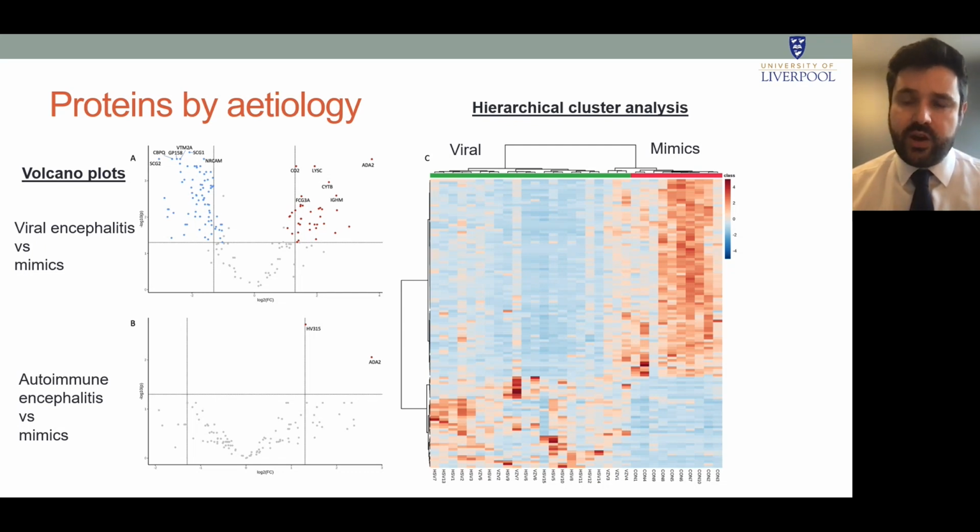The heat map on the right is an unsupervised hierarchical cluster analysis. Each row represents a protein and each column represents a patient. The blue color means the protein is downregulated and red means it's upregulated. By eye, you can see there are clear differences between the groups, those with viral encephalitis and the mimics, with perhaps some patients in the middle who are approaching similarity.